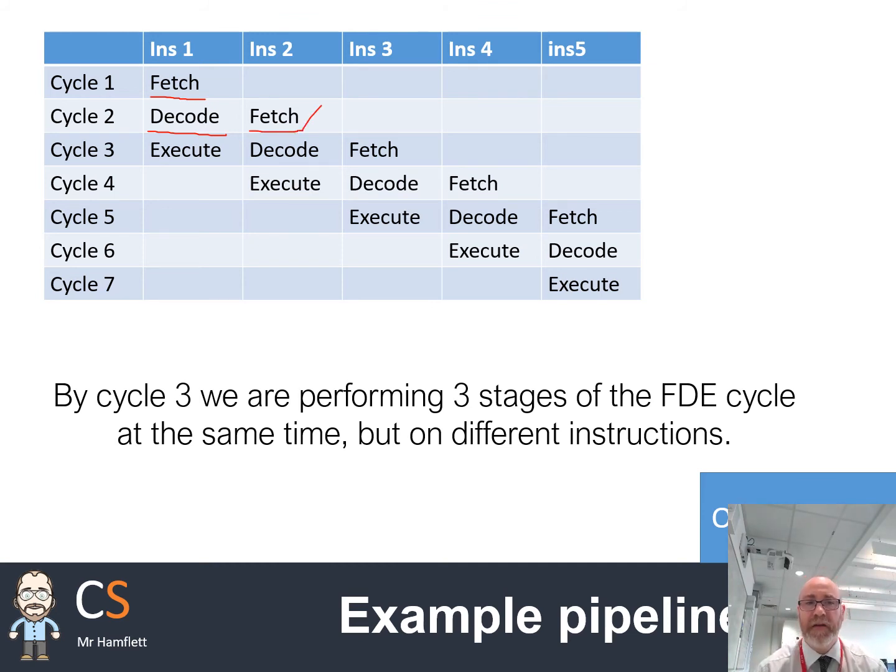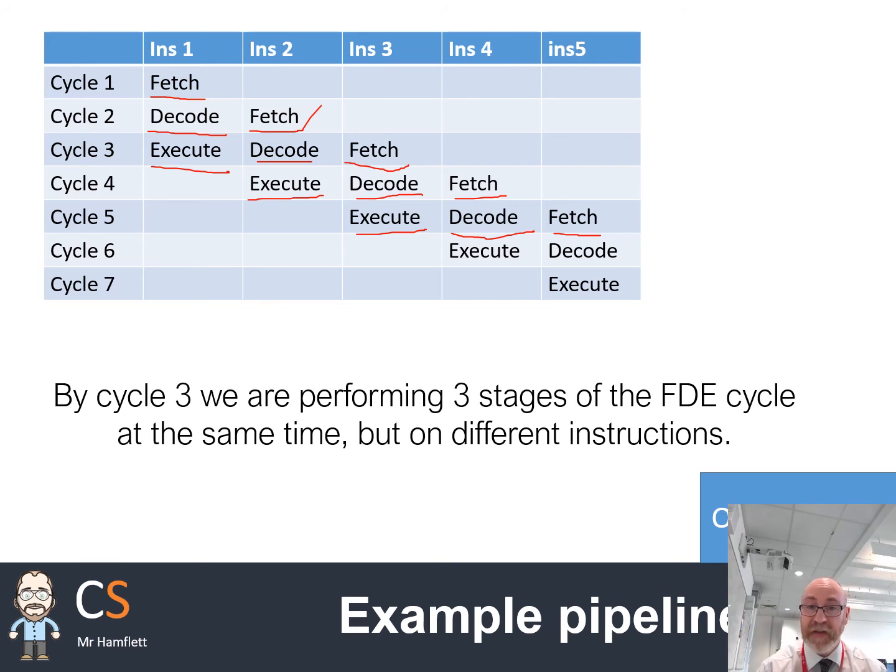Then in cycle 3, I can execute that first instruction whilst I'm decoding the second one and fetching the third one. Now instruction 1 is finished, so I can execute instruction 2 whilst I'm decoding instruction 3 and fetching instruction 4. Then instruction 3 can be executed, instruction 4 can be decoded, instruction 5 can be fetched, and we'll just go down that way.